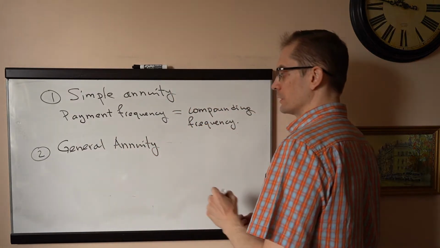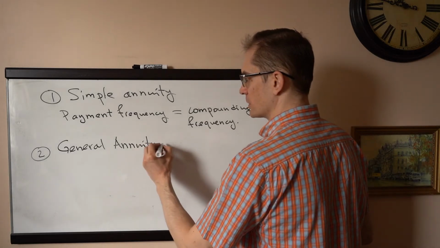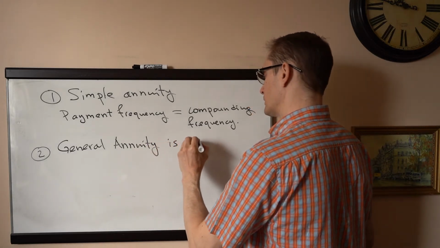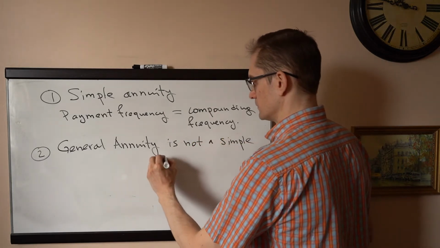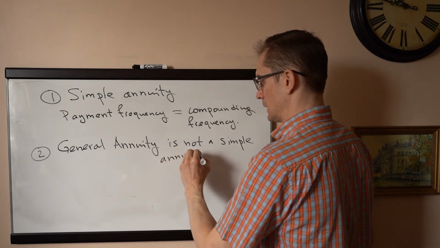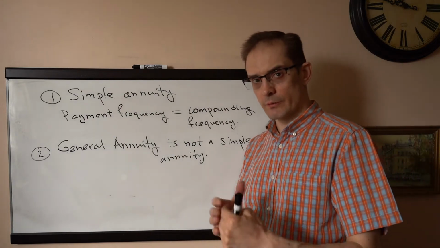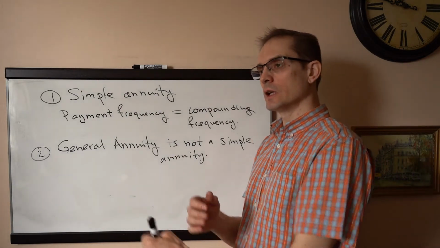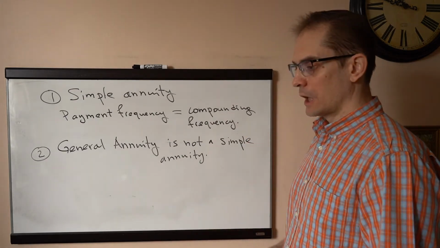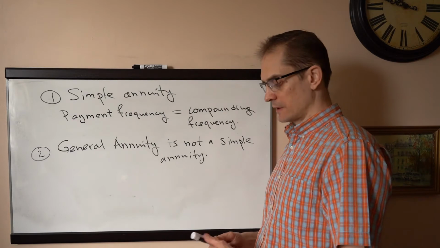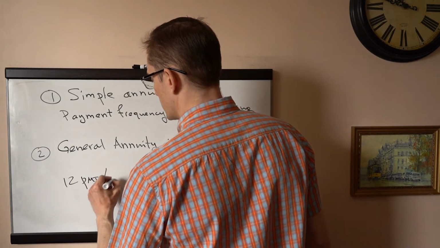Generally, a general annuity is pretty simple to define: a general annuity is not a simple annuity. What it means is that if the annuity is not simple from the point of view of the definition of the simple annuity, then that annuity is general. For example, your payments can be every month, so you can have 12 payments (PMTs) per year.